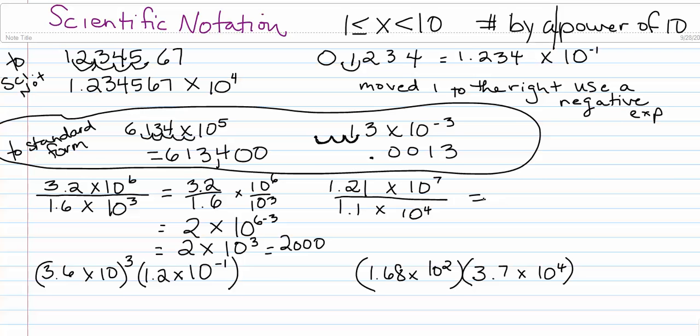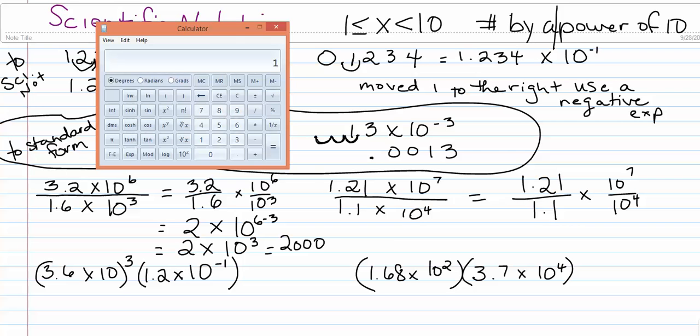Okay, the next one: I've got the numbers that don't have powers. So 1.21, or 1 and 21 hundredths, divided by 1 and 1/10, times 10 to the 7th divided by 10 to the 4th. Again, I don't care how you do the number part. 1 and 21 hundredths divided by 1 and 1/10 ends up being 1 and 1/10.